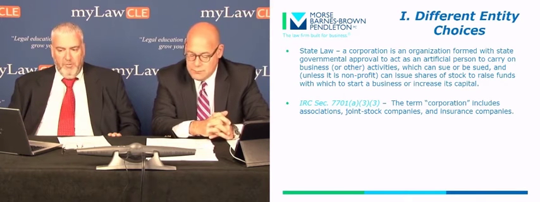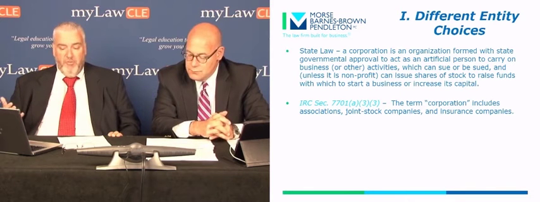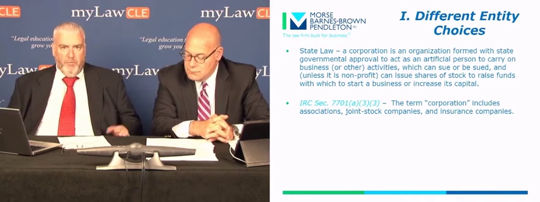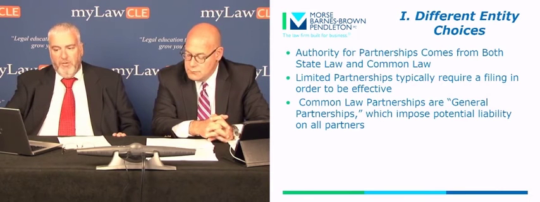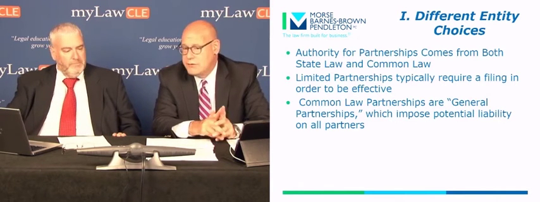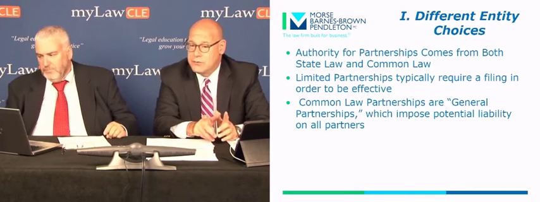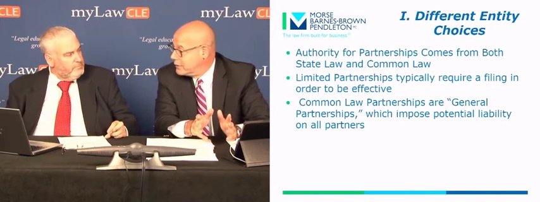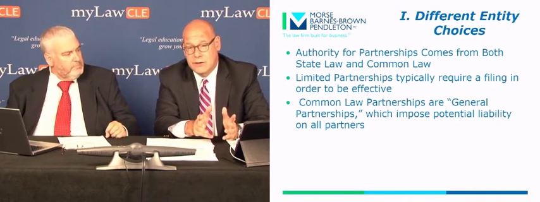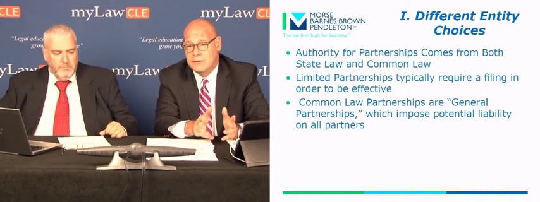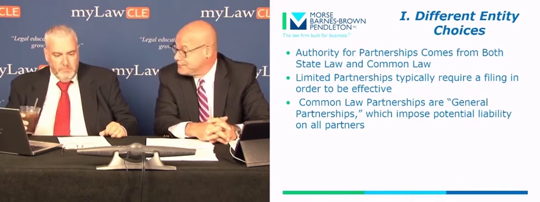And as you'll see under the Internal Revenue Code, there are a number of other things that are treated as corporations as well. So some associations, joint stock companies, insurance companies, they are treated under the code for tax purposes as corporations as well. And what we're going to see later is that under certain circumstances, a limited liability company, which would ordinarily be taxed as a partnership, can elect to be taxed as a corporation.